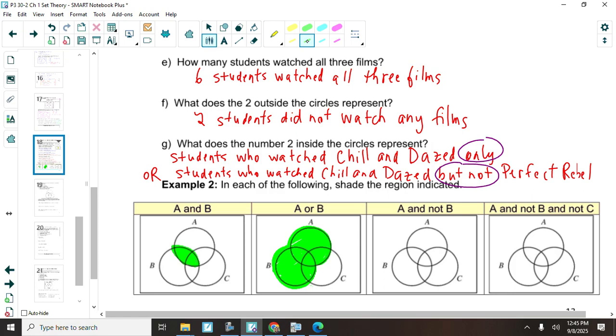Okay, how about A and not B? So that's where we find A, but not B. So we're going to exclude B. This is the crescent moon. This is another way of saying, well, we can't with 3, I was going to say only A. If there was 2, we would say only A. But this is A and not B.